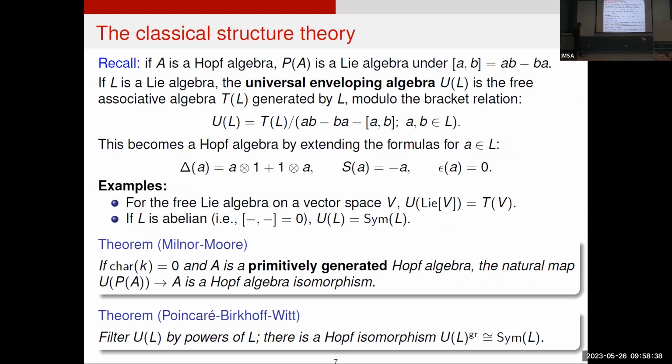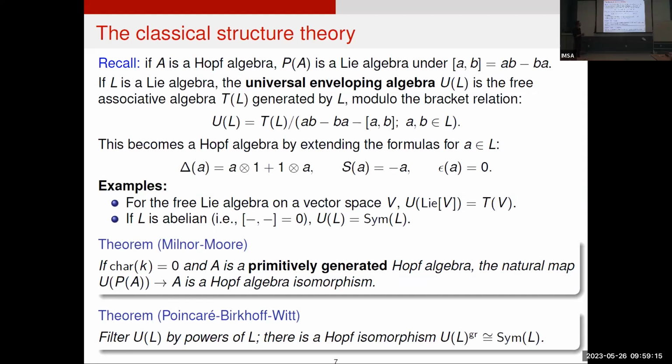So the classical structure theory is as follows. If A is a Hopf algebra, its primitives become a Lie algebra under the operation that probably was your first exposure to Lie algebras. The bracket of A and B is going to be A times B minus B times A. And so from a Hopf algebra, I can extract a Lie algebra from the primitives. And I can go back in the other direction. From a Lie algebra, I can construct a Hopf algebra from the universal enveloping algebra.